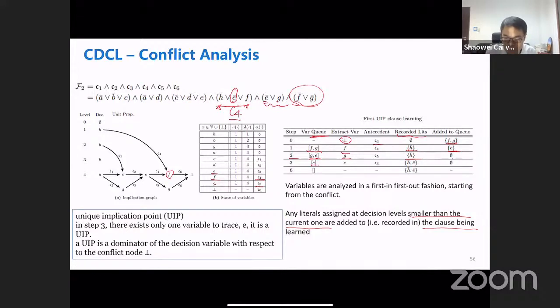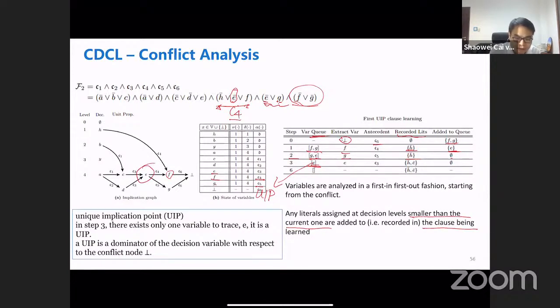Okay, because G and E also already appear in this Q, so they both have been analyzed. They do not need to be added to the Q at this iteration. Now the Q only has one variable, E, and at this point we say this is a unit implication point, UIP. Okay, because the reason we now need to analyze at this Q becomes just one variable, which corresponds to a dominator in the graph, this variable E here.